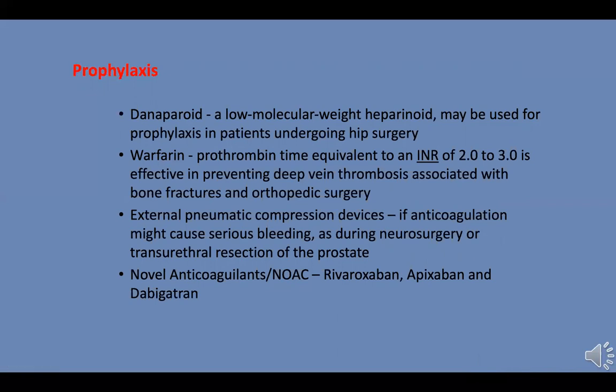So furthermore, in preventing DVT, danaparoid, a low molecular weight heparinoid, may be used for prophylaxis in patients undergoing hip surgery. Warfarin with an INR of 2 to 3 is effective in preventing DVT associated with bone fractures and orthopedic surgery. External pneumatic compression devices are also used if anticoagulation might cause serious bleeding, as well as during neurosurgery or transurethral resection of the prostate. New medicine like NOAC or novel anticoagulants are also being used currently.